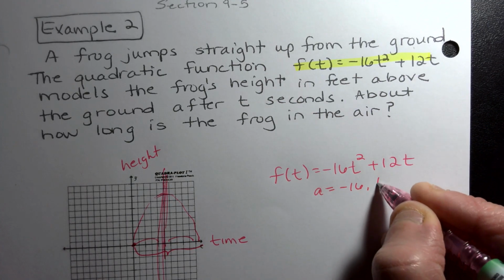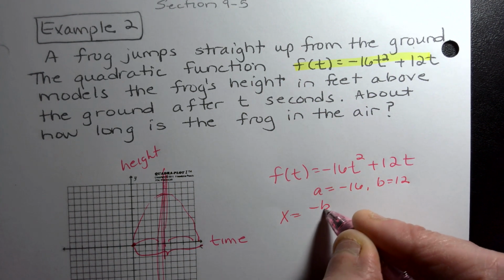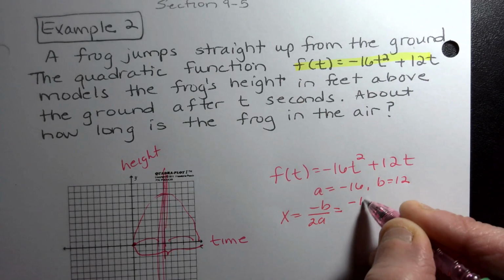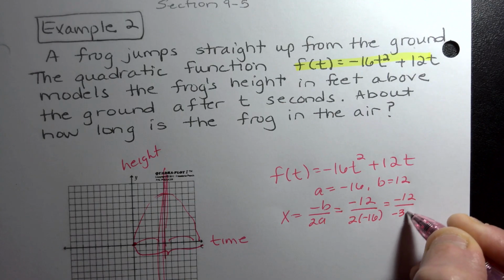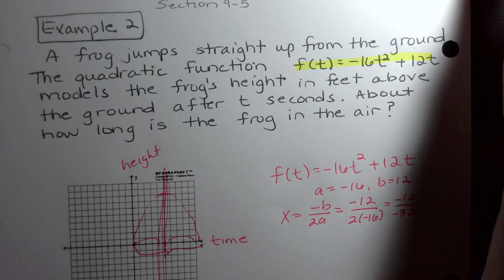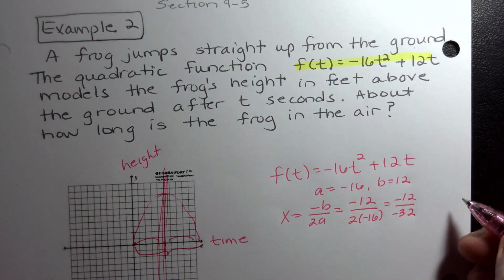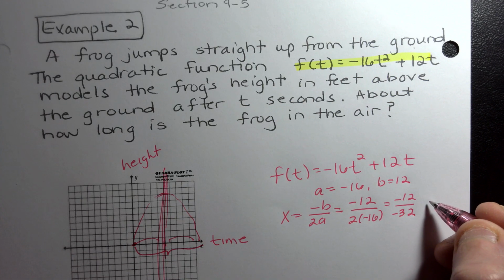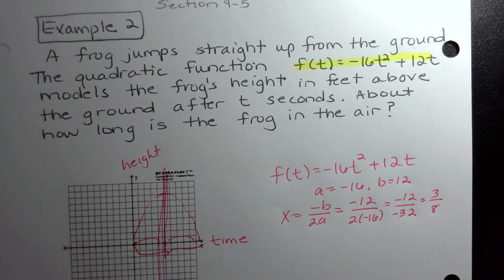A is negative 16 and B is 12. So x is equal to the opposite of B over 2A. X is equal to the opposite of B over 2 times negative 16. Negative 12 over negative 32. And that reduces to what? It's positive for sure. 12 over 32. Wait, we can divide that by 4. So we're going to get 3/8. Ah, and that good old fraction. Don't worry, it's okay. No tears.